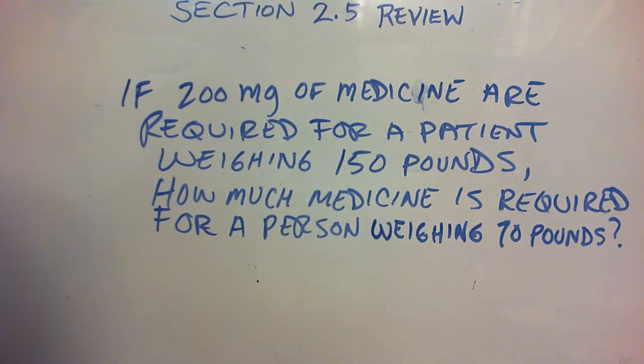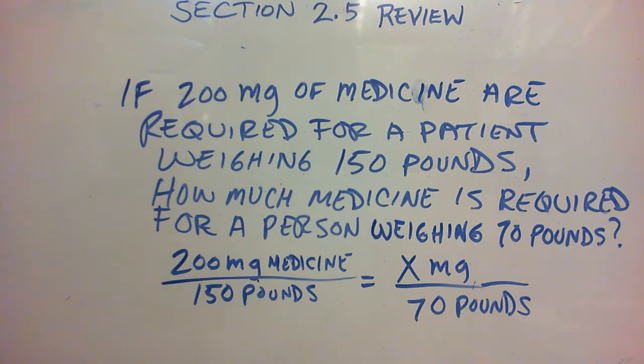Okay, our next problem isn't an inequality, but there were a lot of review problems in this section, so I thought I'd do one or two of them. This is a medicine problem. If 200 milligrams of medicine are required for a patient weighing 150 pounds, how much medicine is required for a person weighing 70 pounds? And we're assuming that the medicine is proportional to the weight, so set up the proportion and see if you can solve this.